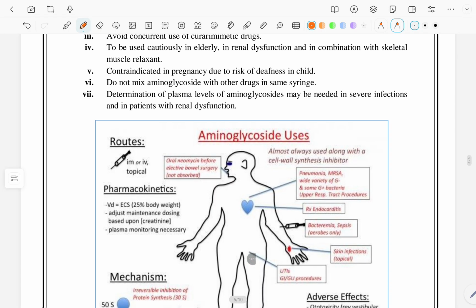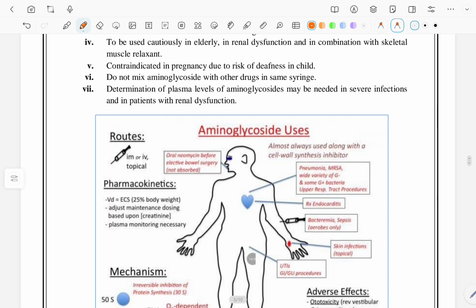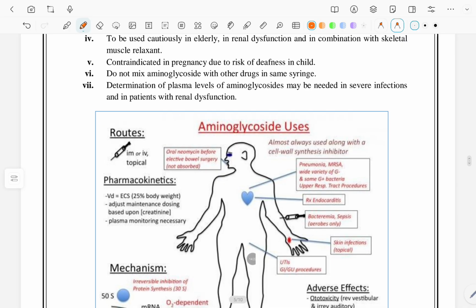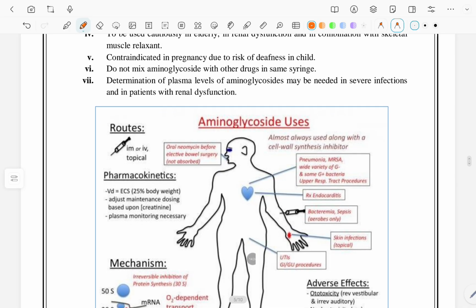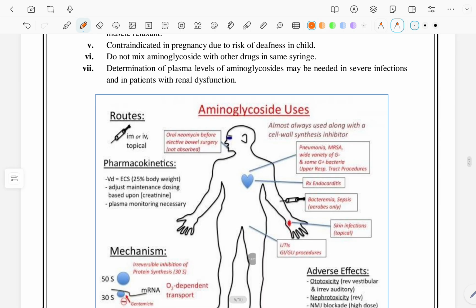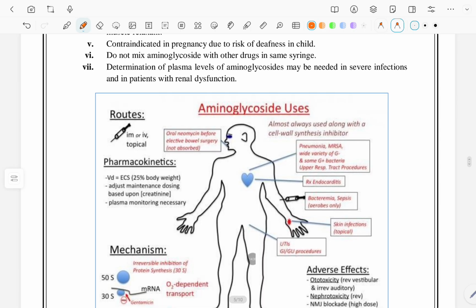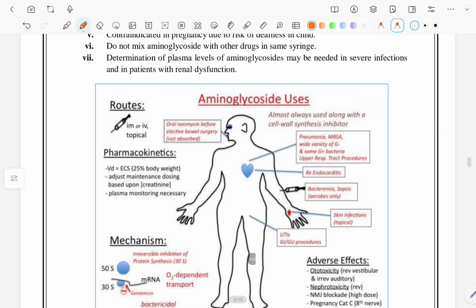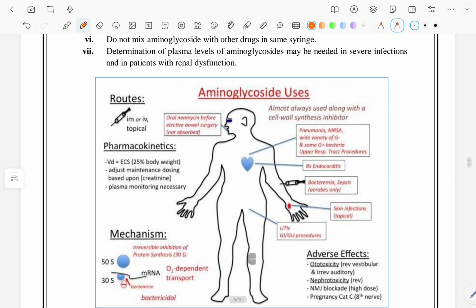Contraindicated in pregnancy due to risk of deafness in the child. Do not mix aminoglycoside with other drugs in the same syringe. Determination of plasma level of aminoglycoside may be needed in severe infections and in patients with renal dysfunction.